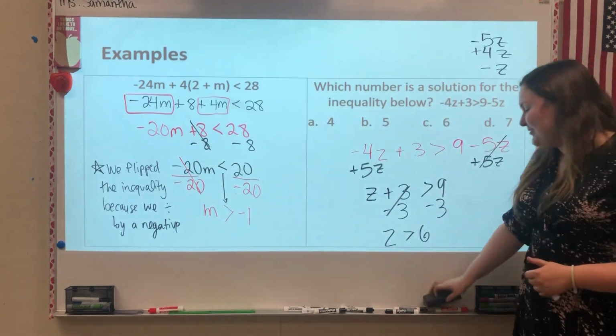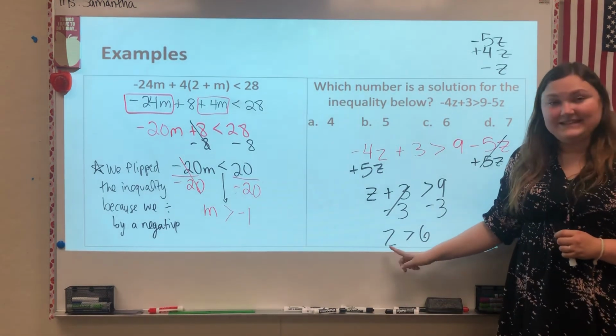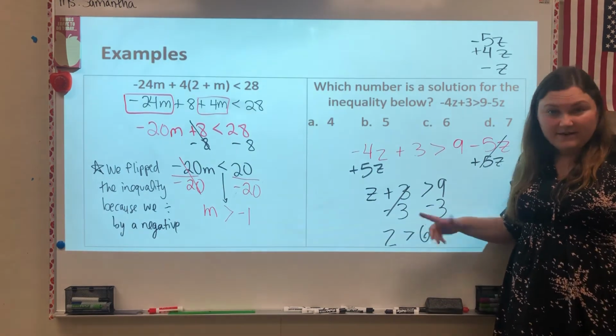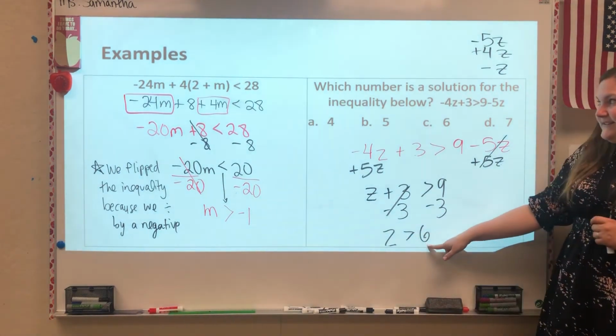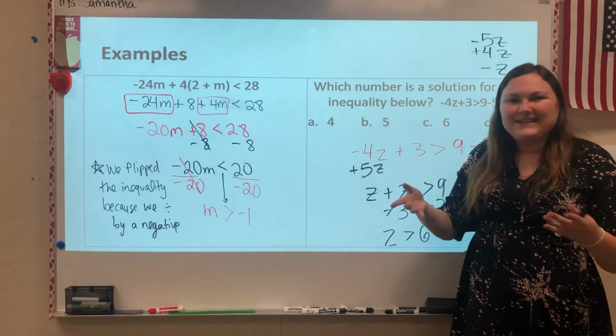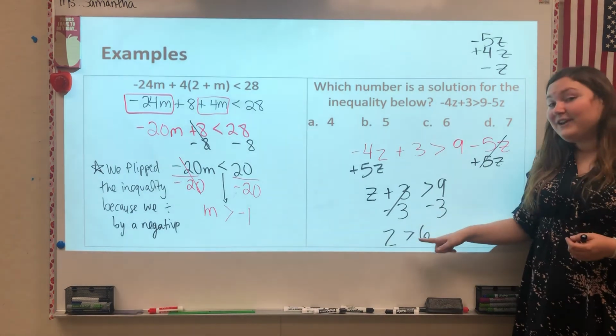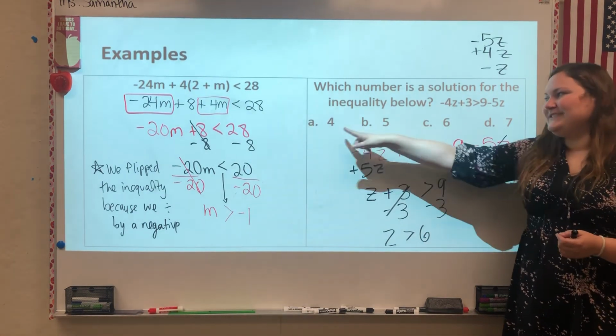It goes back to how you read this, right? What does this mean? This means that z is a number, any number, that is greater than 6. The question is asking which one of these is a solution. Another way of saying that is, which one of these numbers could z be? Well, if z is a number greater than 6, could z be 4?